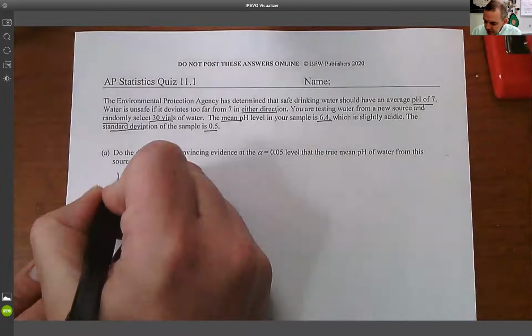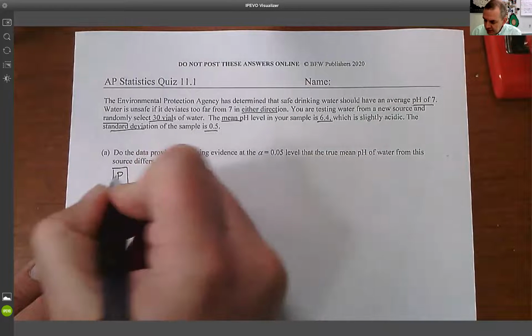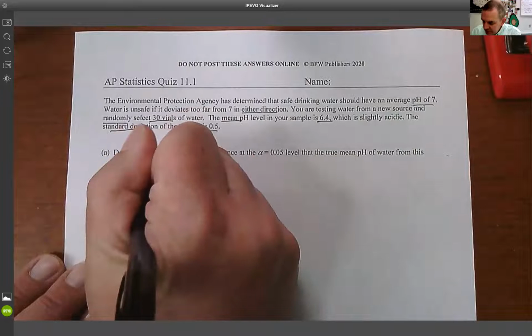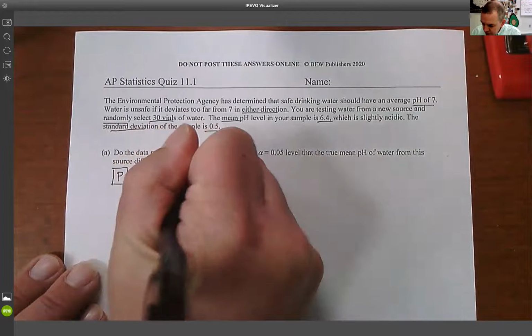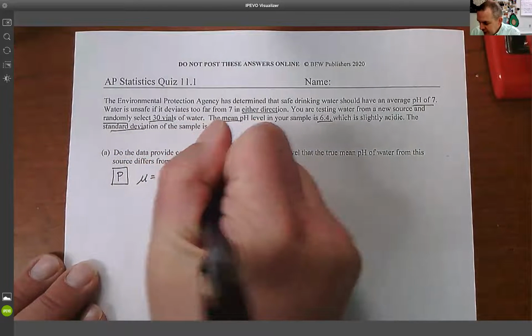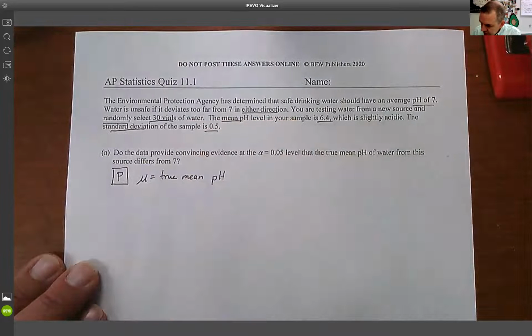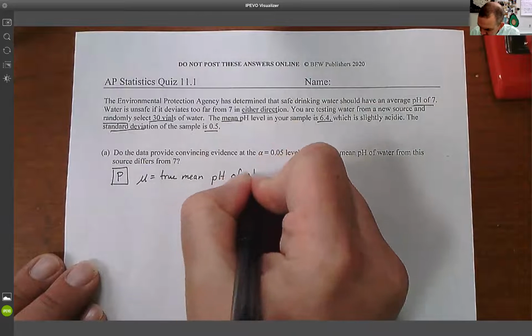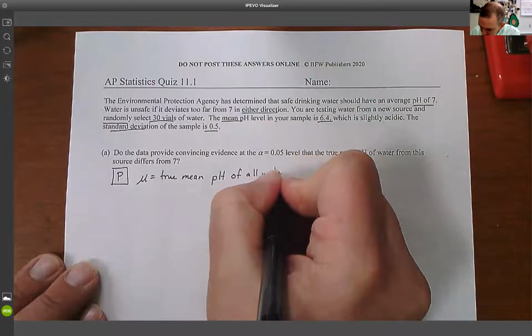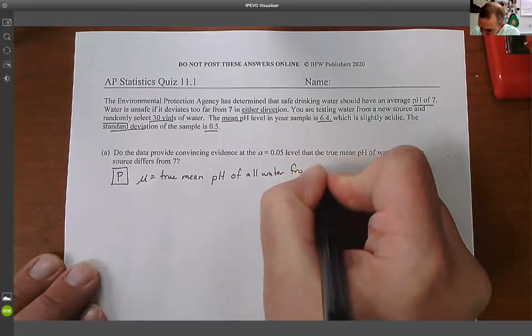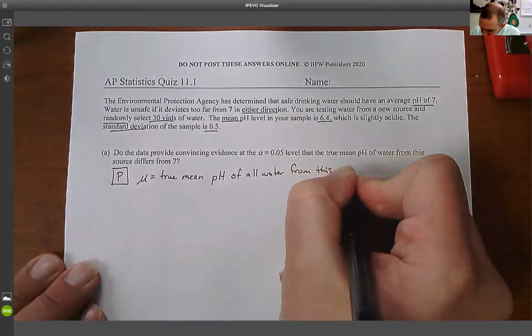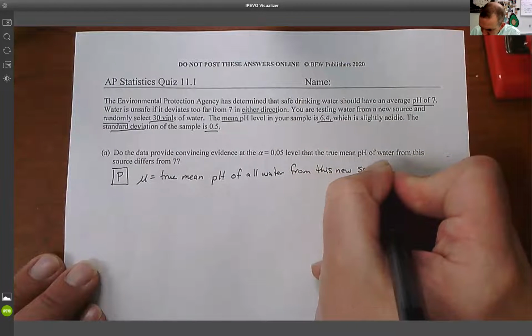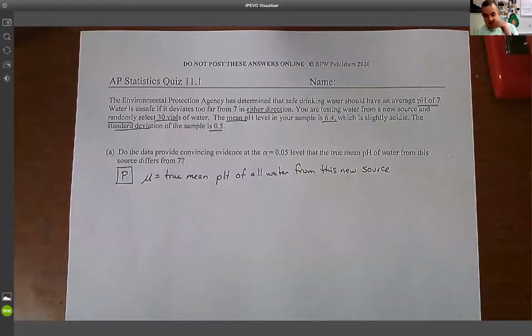So again, we're going to do PHANTOMS. P, we state our parameter in this case. Mu is the true mean pH of all water from this new source. Okay, so we always want to start off with mu. There's going to be no numbers here. It's only going to be our notations.